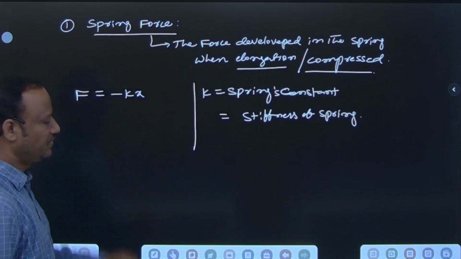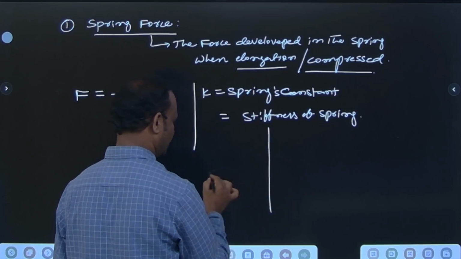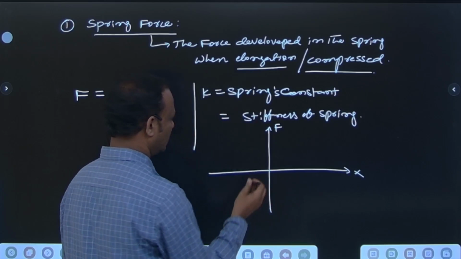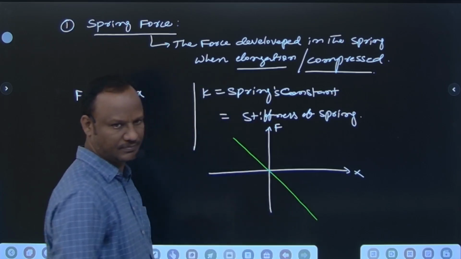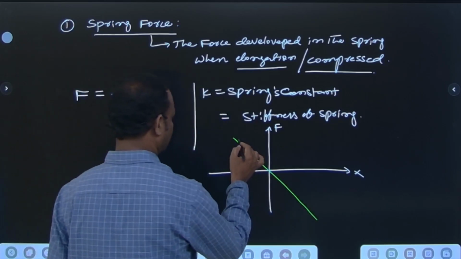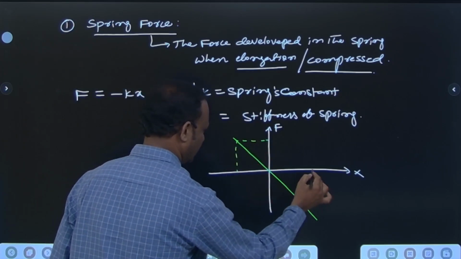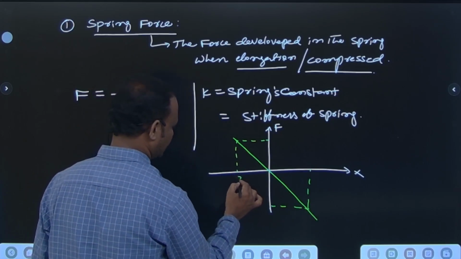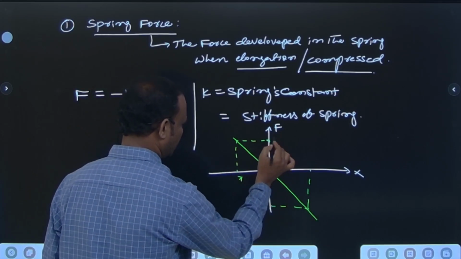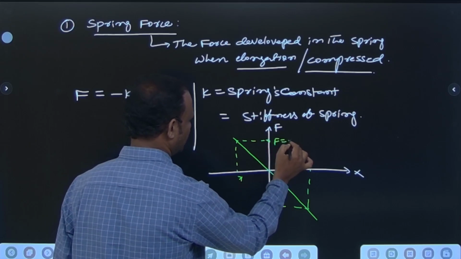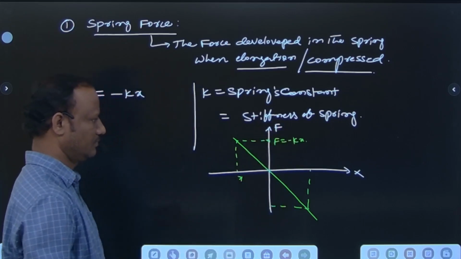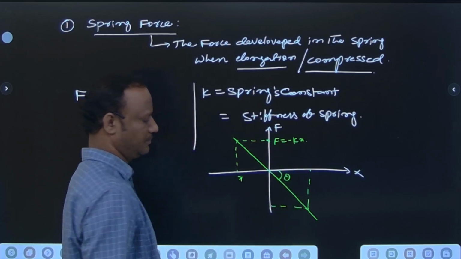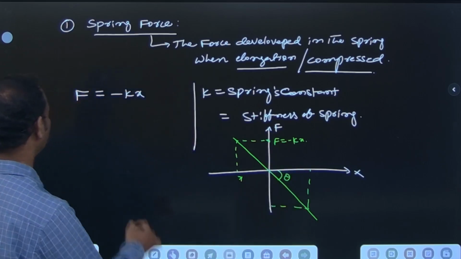We have drawn the graph for this earlier. This axis is the force, and this is the elongation x. The graph is like this, and you can take it on either side. This is the maximum force. F is equal to minus kx. The slope of this line, with this angle theta, gives k. So F is equal to minus kx.